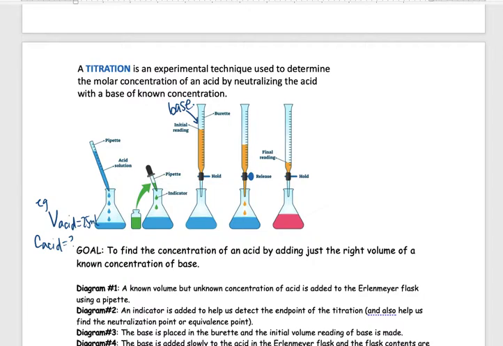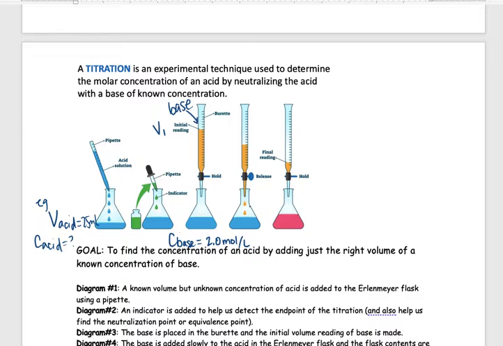Okay, so what do we know about the base? We will know the volume. So this is going to be the initial reading. And then we will know the concentration of the base as well. I don't know, we can make it up, say 2 mole per liter. With this burette you can measure the initial volume, then you pour the stuff in, and then you can measure a final volume, and with that difference you can figure out how much base was actually added.